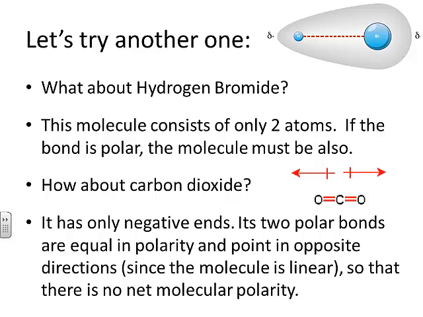What about carbon dioxide? Remember that it's a linear molecule, and the polarity of both of its bonds points towards the oxygens, away from the carbon, making both of those oxygen ends slightly negative. The carbon is slightly positive, but once again, it's not an end. This molecule is linear, so it's right in the middle. So there's no net molecular polarity.